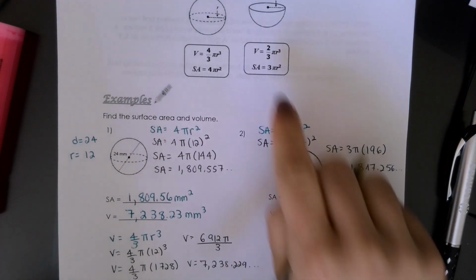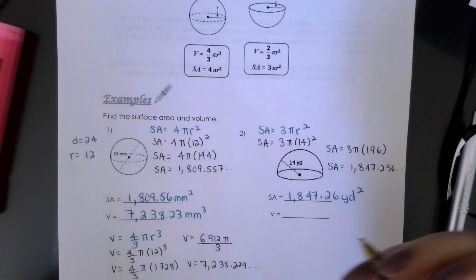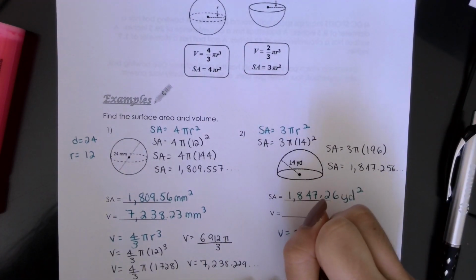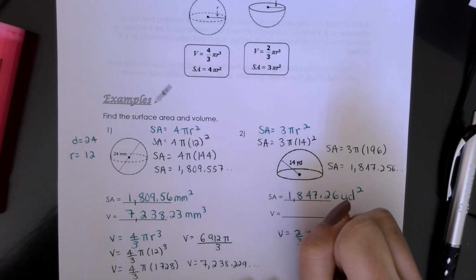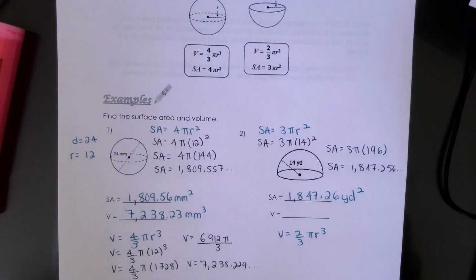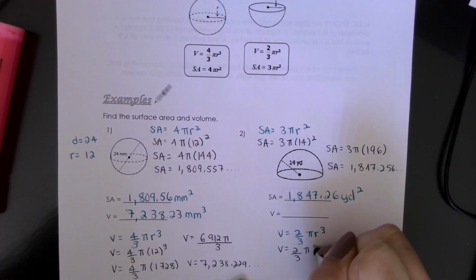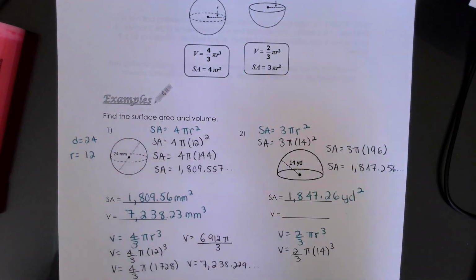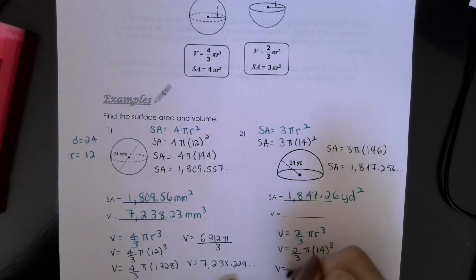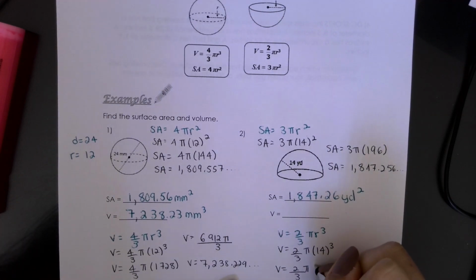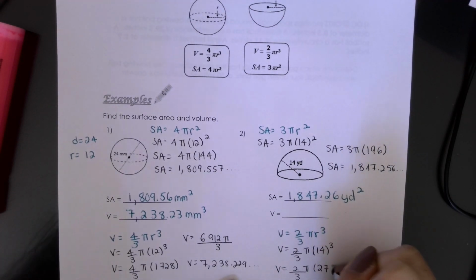And now we're just going to use the formula for the volume of a hemisphere. So it's 2/3 pi r cubed. Substitute in your values. Radius was 14. So same routine, you're going to do your exponents first, which is going to be 2,744.